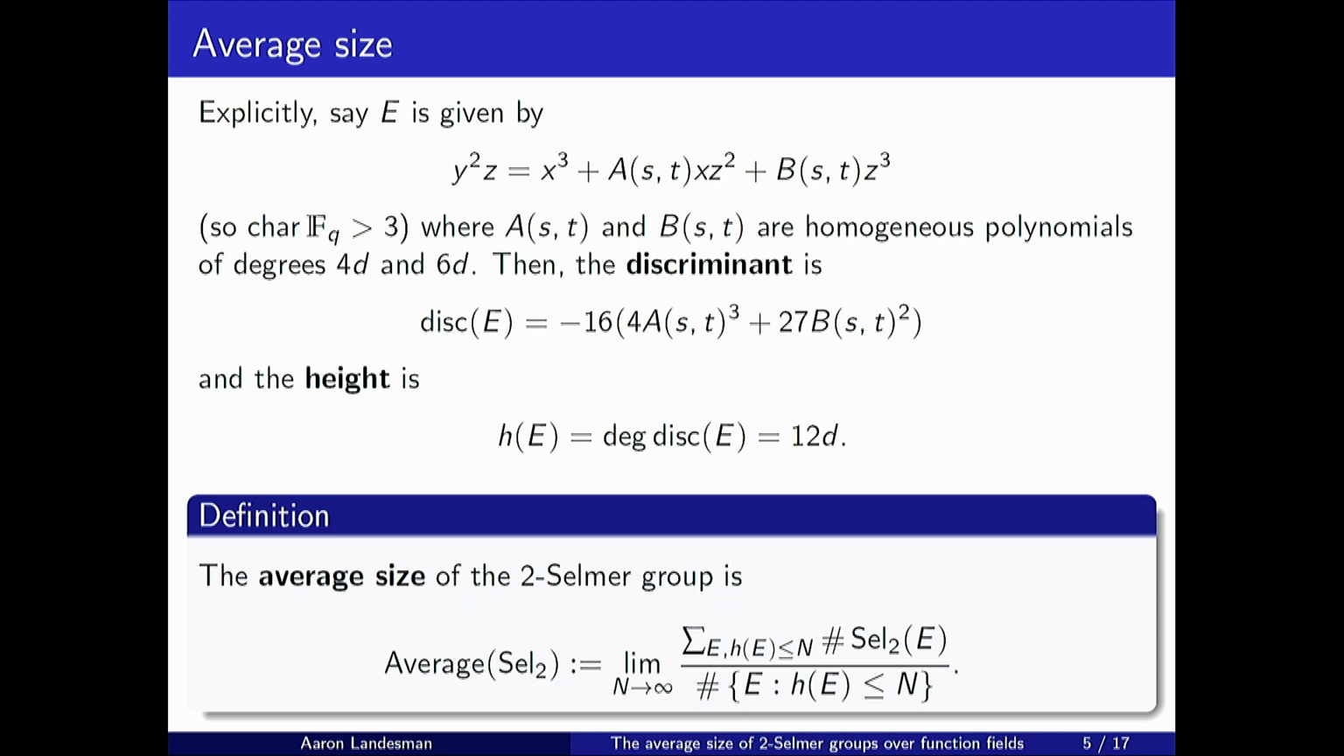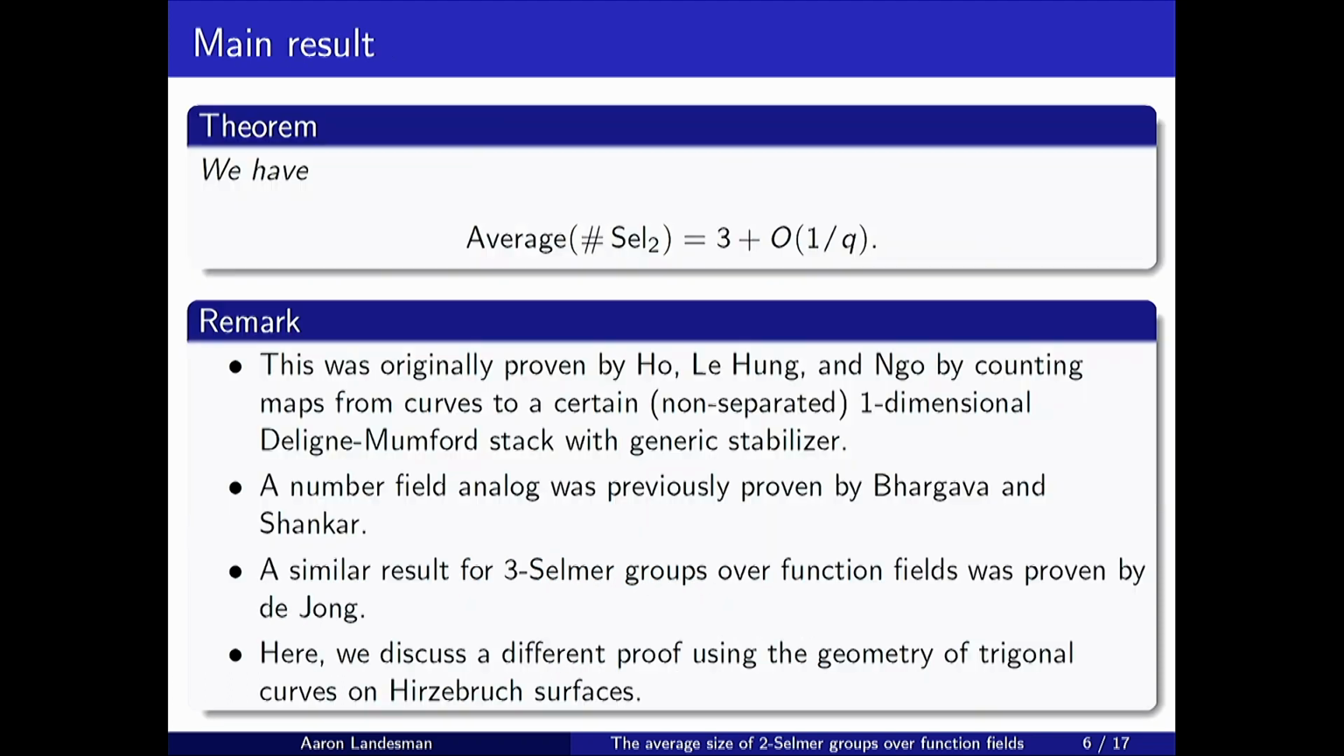And so we'll count up to a certain height. The height is just the degree of the discriminant. So if a has degree 4D, then a cubed has degree 12D. So the degree of the discriminant will always be a multiple of 12. And to define the average size, we'll just count all curves up to a given discriminant. You look at all curves up to a given height, and you add the size of the two-Selmer group, and then just divide by the number of curves. And then you take the limit as the height goes to infinity. So that's how we'll count them, just by this height measure.